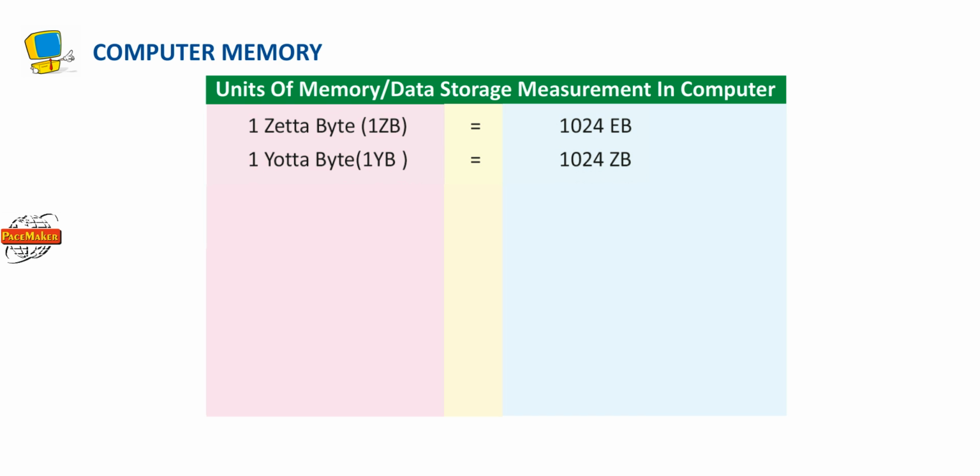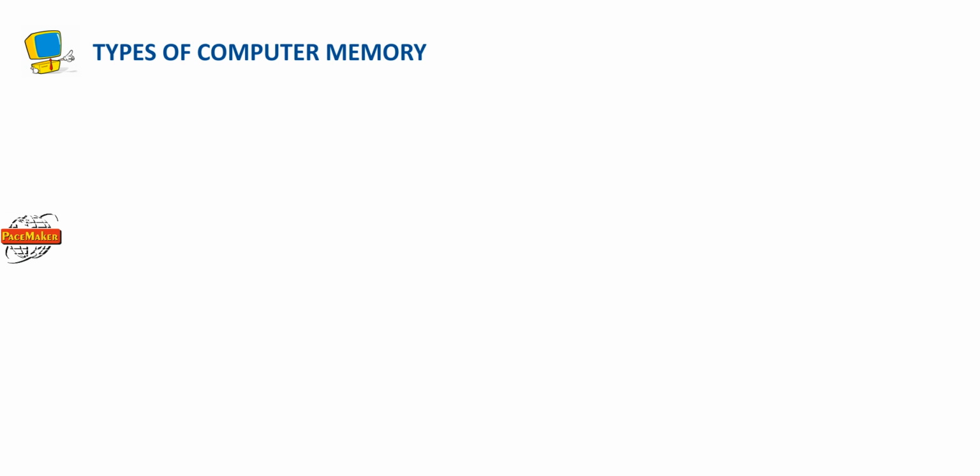1 yottabyte, 1 YB is equal to 1024 ZB. 1 brontobyte, 1 BB is equal to 1024 YB. 1 geobyte is equal to 1024 BB.